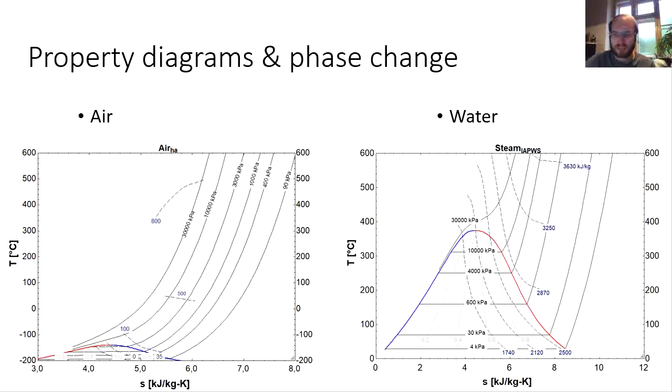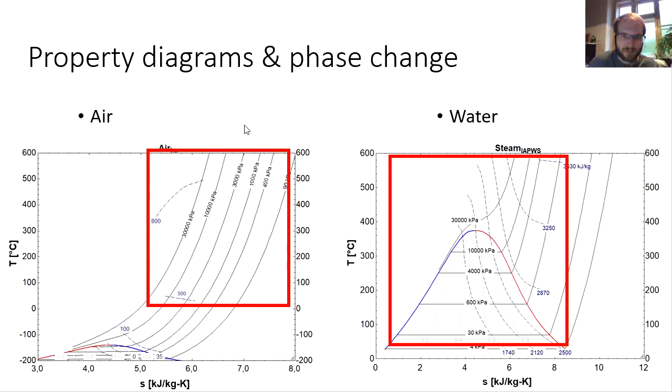So let's have a look at some of the diagrams. The fluid that will be shown in them will be water, respectively steam, which we can see here on the right side. Previously, we were using the air, which we can see on the left side, and you can see that the air also has phase change, but at very low temperature.